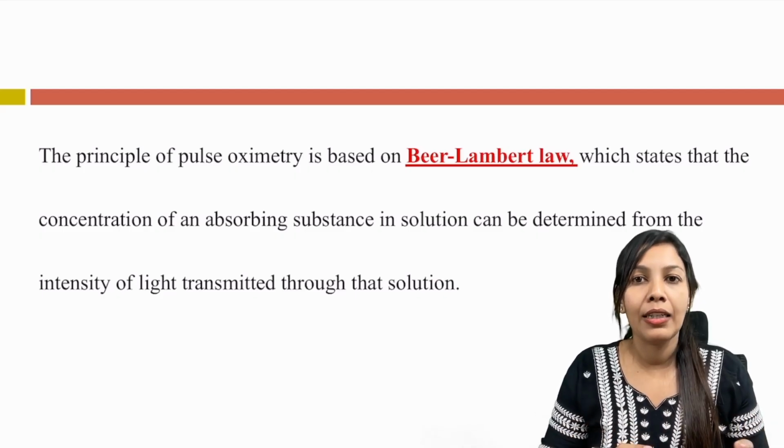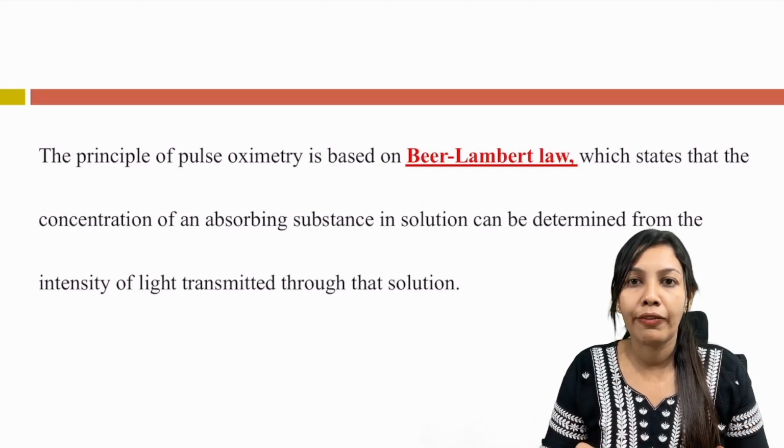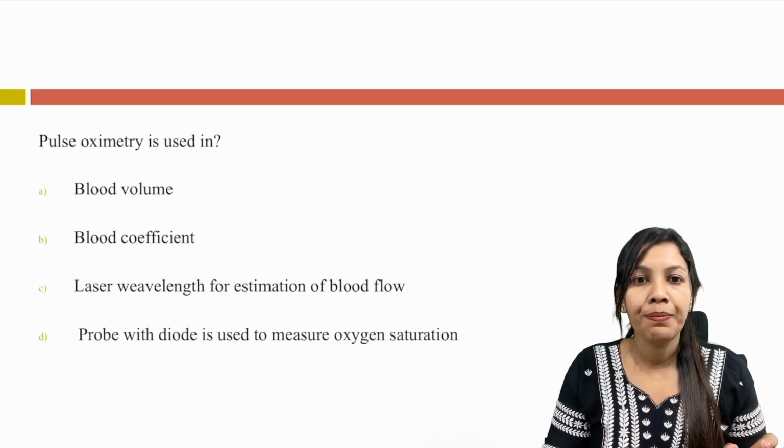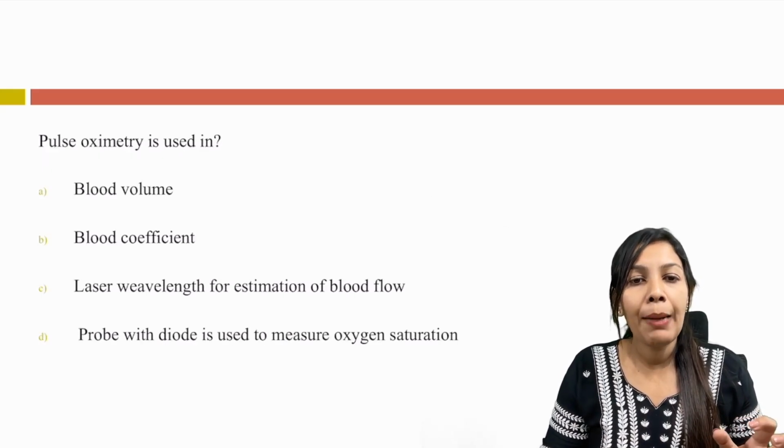Just think that whenever we pass anything, it will absorb it, it will throw it away. That is the same mechanism, because oxygenated and deoxygenated blood carry different levels of infrared and red light. So this is just the mechanism. Just memorize the two laws. So the question is, pulp oximetry is actually used in, what is it?